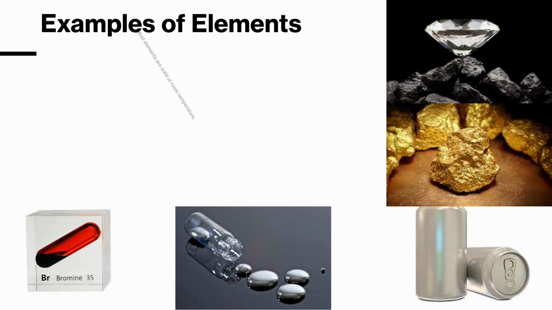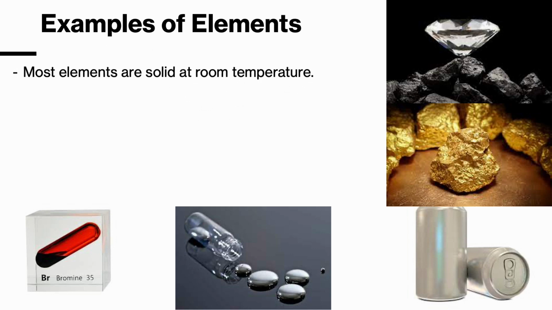Examples of elements. Most elements are solid at room temperature. Examples of elements that are solid at room temperature are shown at the right. From the top down, we have carbon. Both of these are made from carbon. The top is diamond and it is being held up by graphite. Both are made of carbon. One is used in pencils to write with, and the other is used to make jewelry.